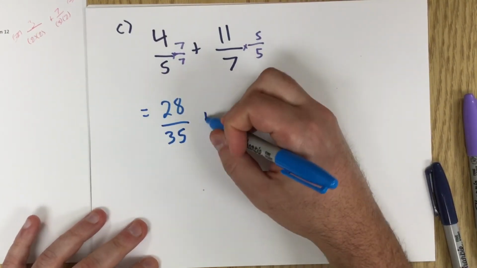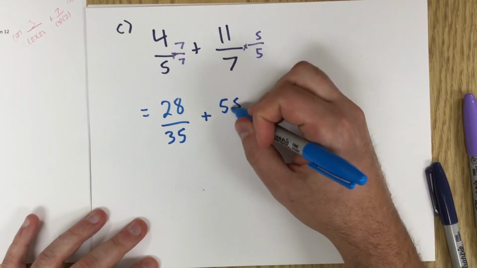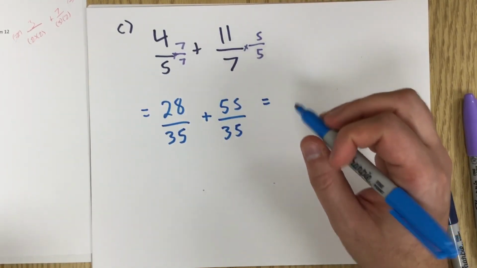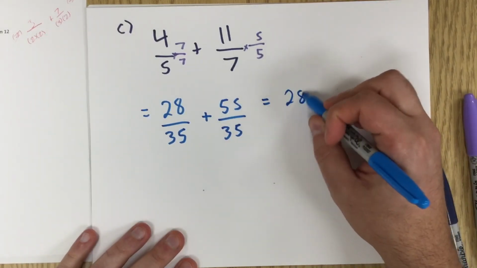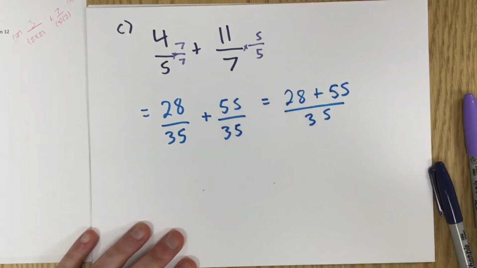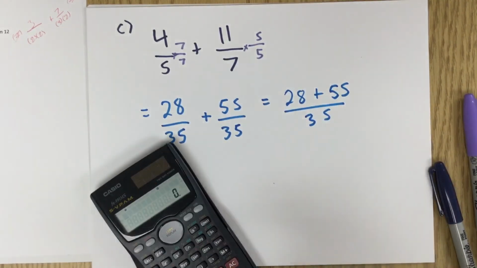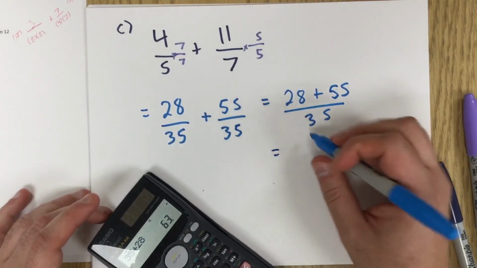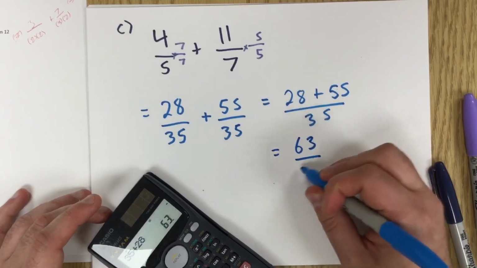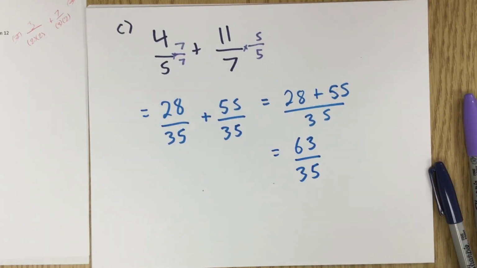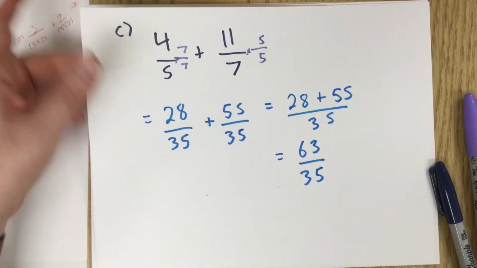Turns out to be 35, plus 55 over 35, which is 28 plus 55 over 35, I think is 73. Nope, 63. I was wrong. Which is 63 over 35. So 4/5 plus 11 over 7 is 63 over 35.